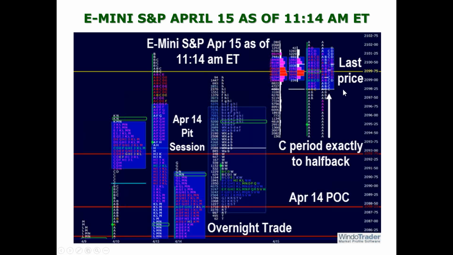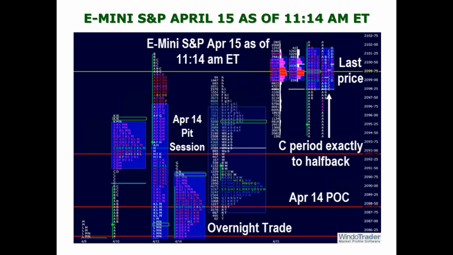and rallied. My question is, when a market goes exactly to half back, who knows that's there? Who is buying at exactly half back? It is not the longer term money. They don't even know where half back is.